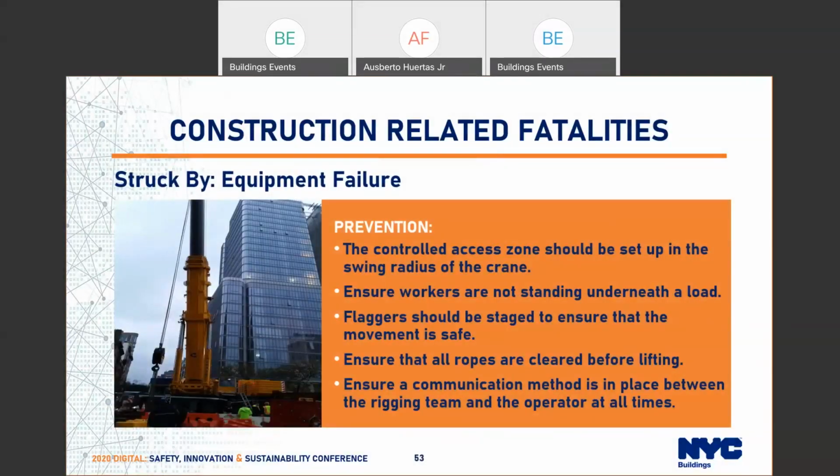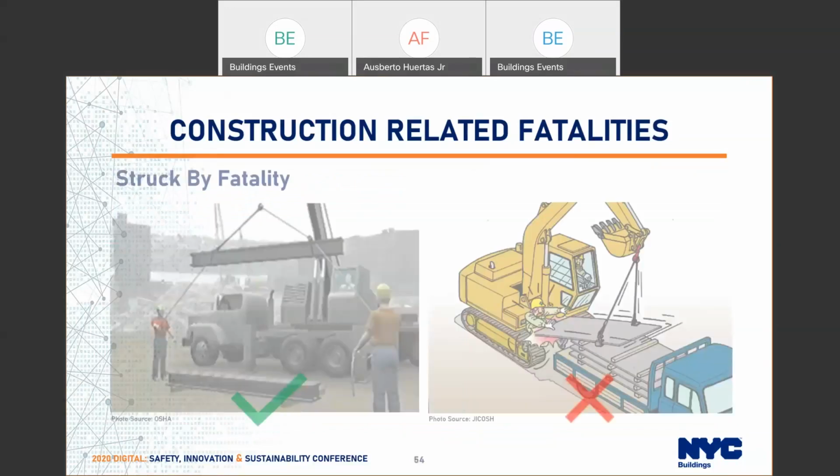A key prevention takeaway for this incident is that the controlled access zone should be set up in the swing radius of the crane and where it may drop a load. Ensure the workers are not standing underneath a load or even near a load where they can be struck. Flaggers should be staged to ensure that the movement is safe. Ensure that all ropes are cleared before lifting. Ensure a communication method is always in place between the rigging team and the operator.